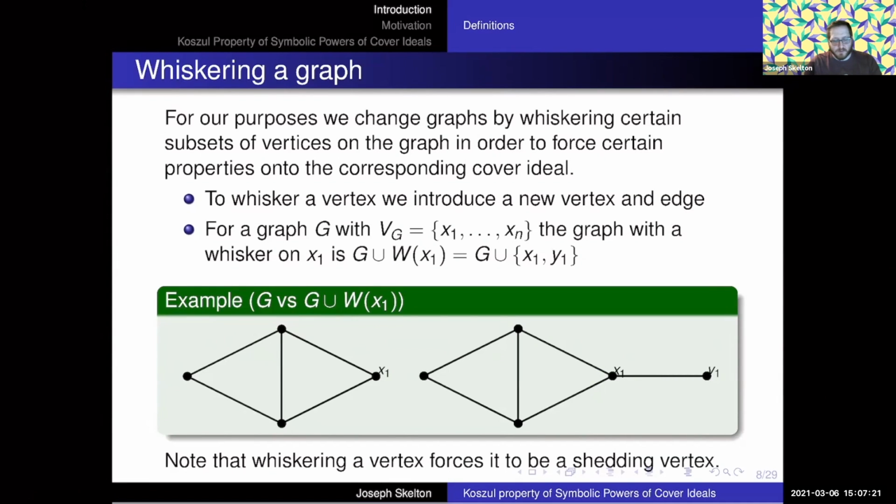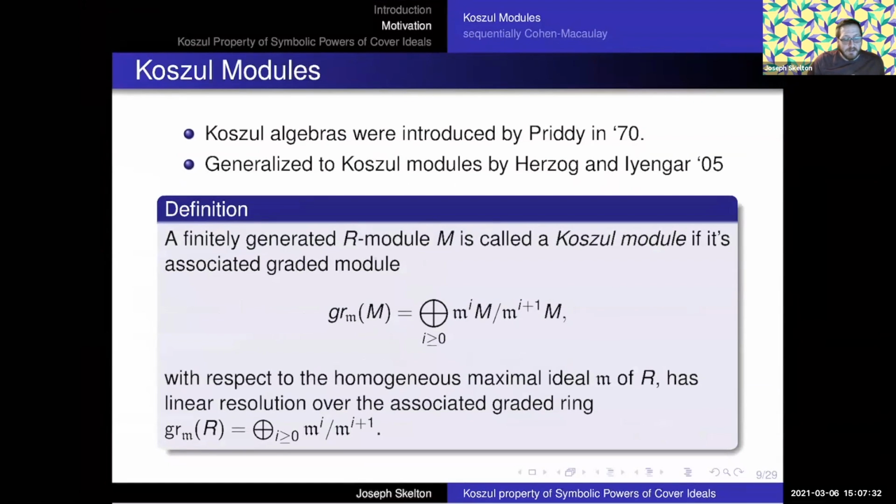Which is super useful because that second property is actually what makes, in a lot of cases, not always, vertex decomposability really hard. So why do I care? Why am I talking about graphs and cover ideals and symbolic powers and all this stuff?